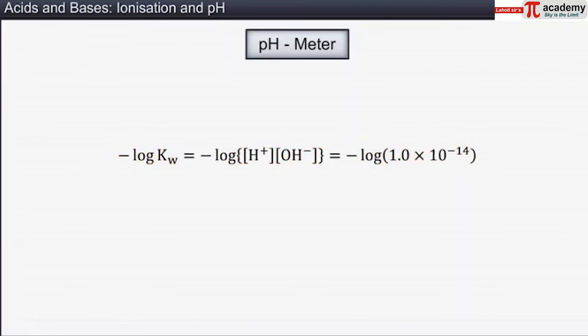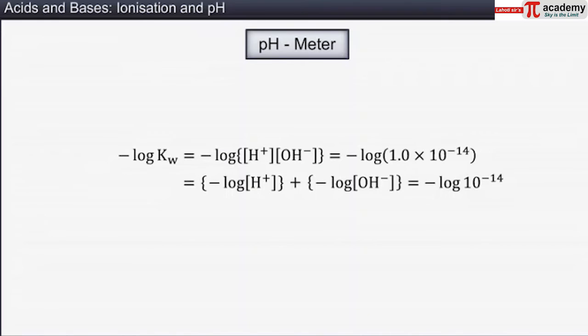Negative log of H+ and OH- ion concentrations can further be written as negative log H+ ion concentration and negative log of OH- ion concentration. This is equal to negative log of 10^-14. As negative log of Kw is equal to pKw, negative log of H+ ion concentration is equal to pH, and negative log of OH- ion concentration is equal to pOH. Thus, the ionic product of water at 298 Kelvin, pKw, is equal to pH plus pOH, which is equal to 14.